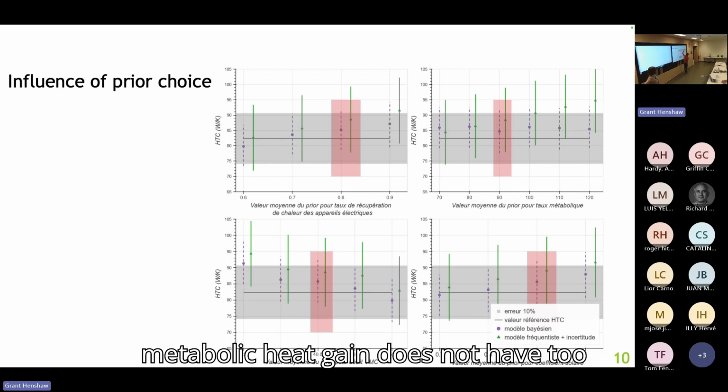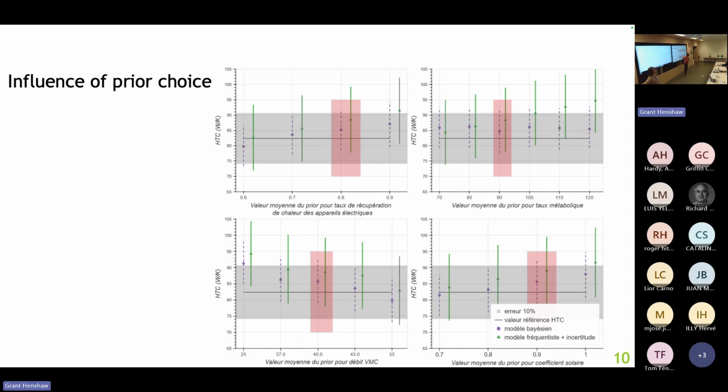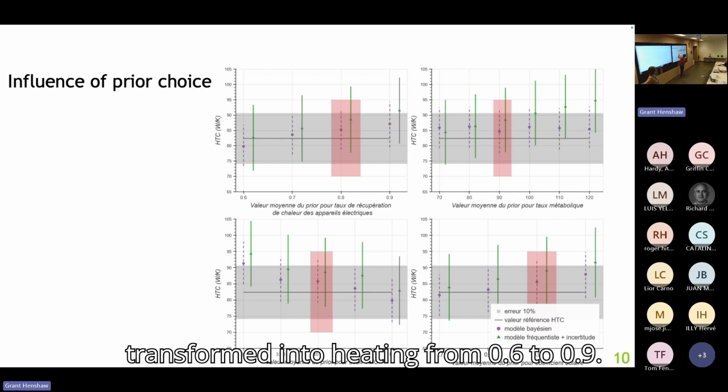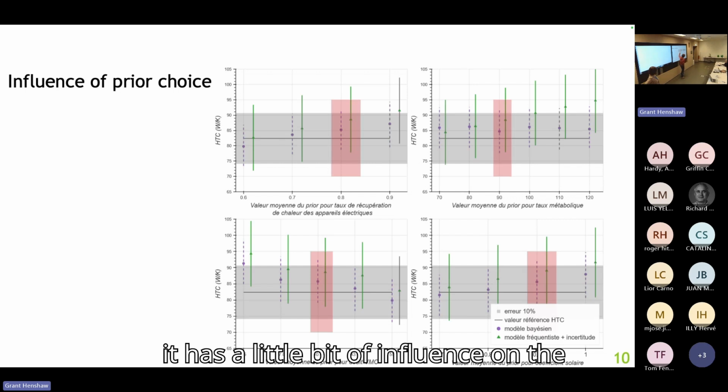Metabolic heat gain does not have too much of an importance on the HTC estimation. Solar heat gain coefficient has one, but here the variations are not too large. And the coefficient for the electrical appliance transformed into heating, from 0.6 to 0.9, has a little bit of influence on the HTC estimation.